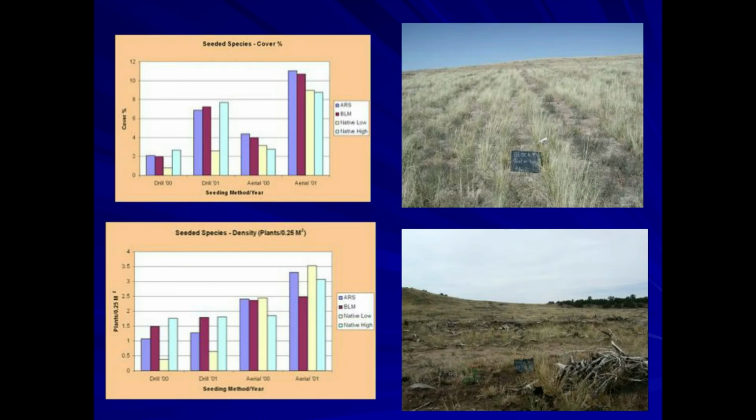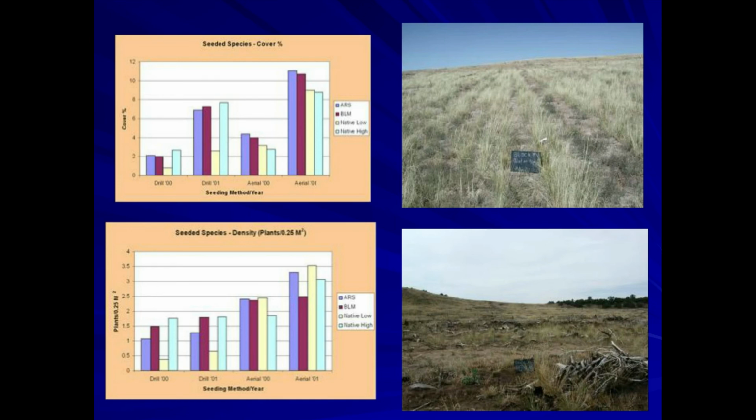What did we find out? In general, we found out on the drill site you needed a higher seeding rate to be as successful as the ARS or BLM mix. On the aerial seeding site, both the low and high diversity rates were as good as the ARS and BLM mixes. So you can establish native species, but you might have to seed them at a higher rate, and time will tell how well those do.